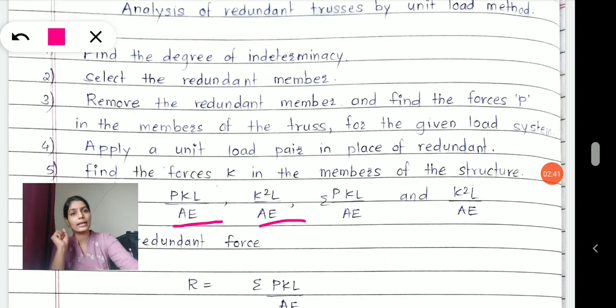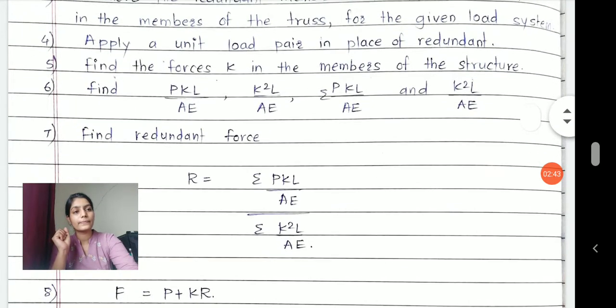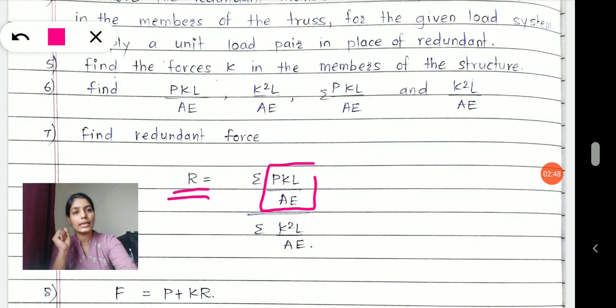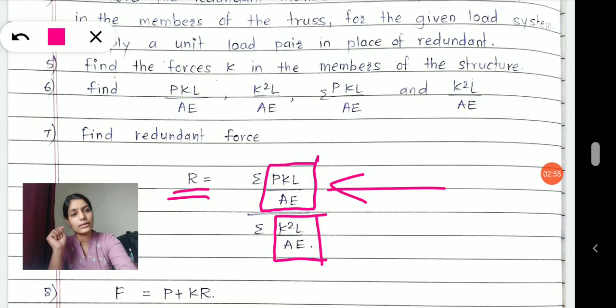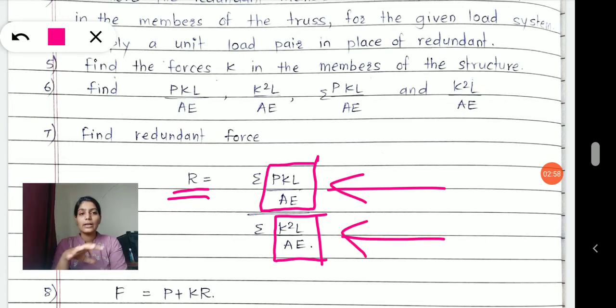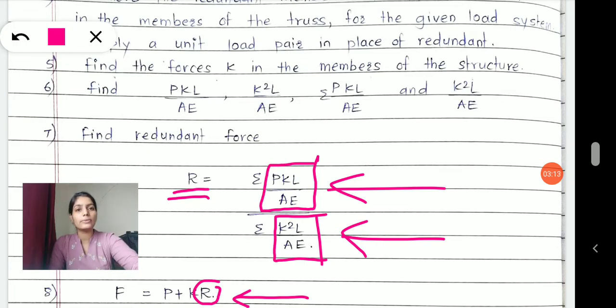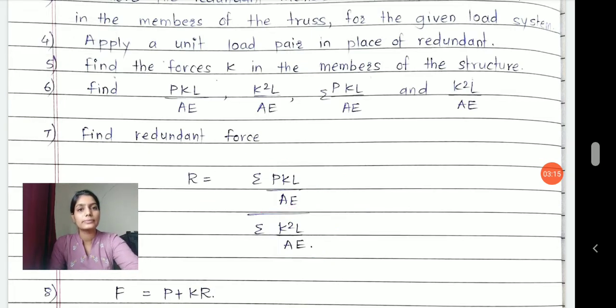How to calculate that? For that, we have a formula: R equals summation of PKL upon A divided by summation of K square L upon A. So finding these ratios is our final task. Once we find the redundant force, everything is clear. You just put the value of R in place of the redundant, and since P and K forces are already known to you, you find the final force in your members. Okay, so let's solve one problem based upon this concept.